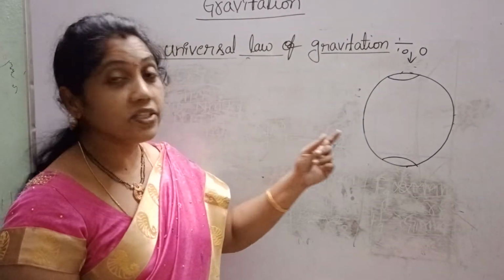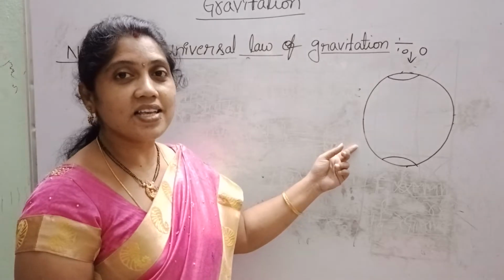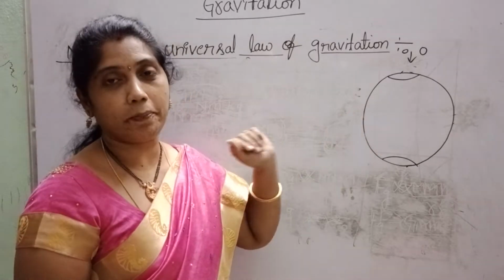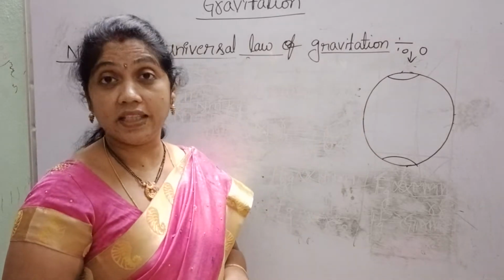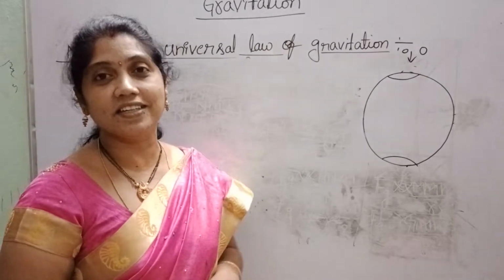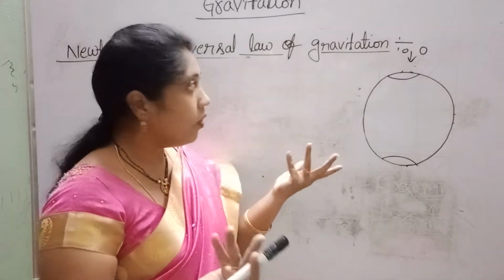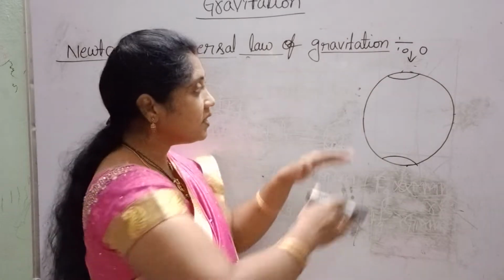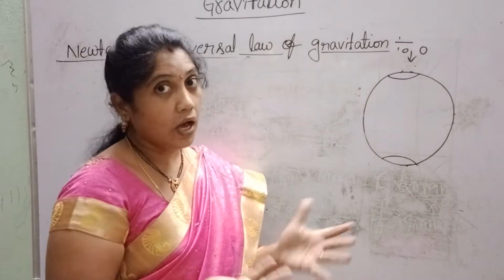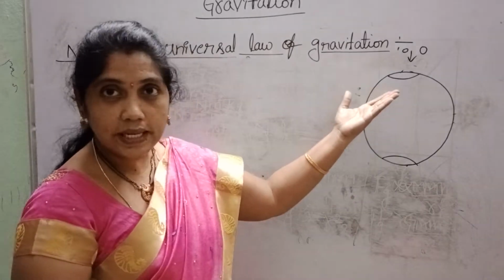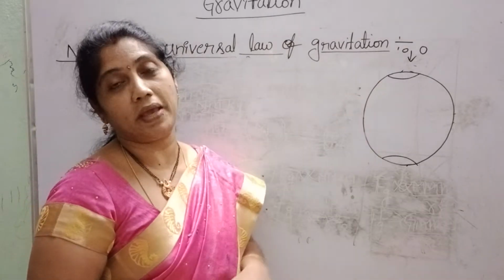We know about the shape of the earth. Earth is spherical in shape. Where we are living, either on the surface of the earth or inside the earth, we are living on the surface of the earth, which is spherical in shape. How can it be? There is no slipping. Yes, there is no slipping.